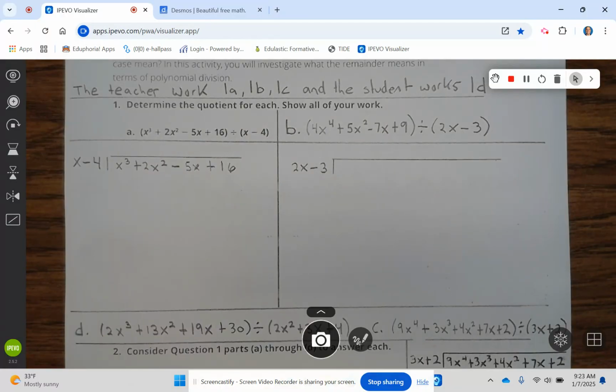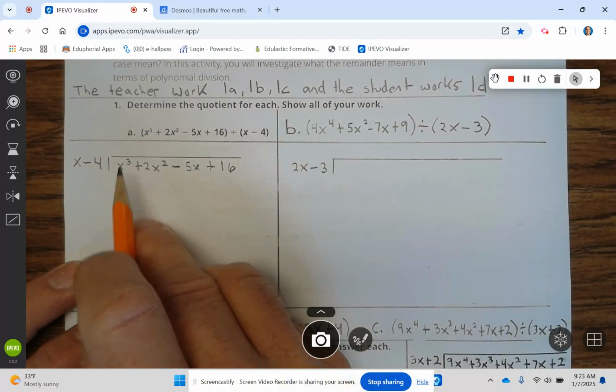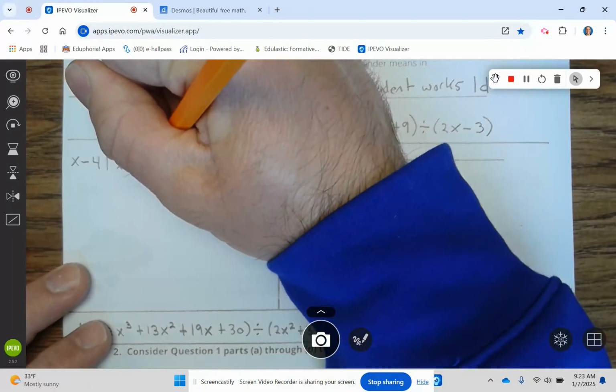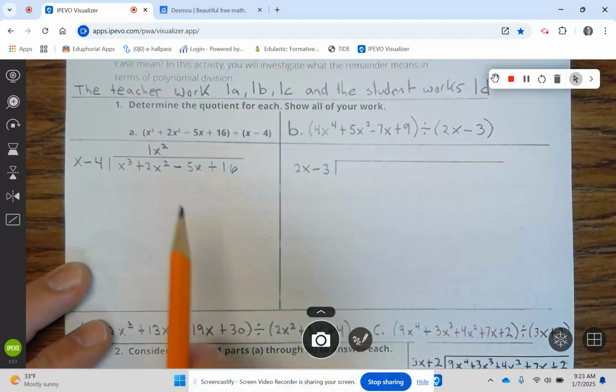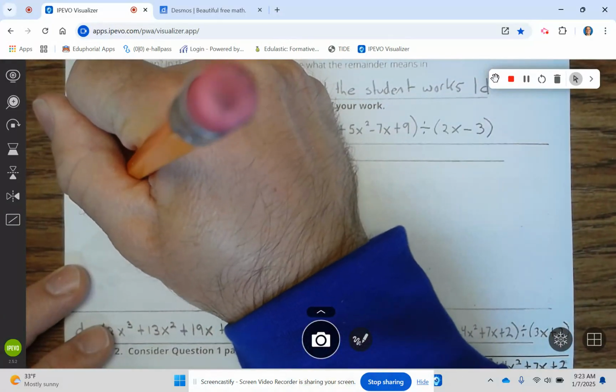1. Determine the quotient for each. Show all of your work. So we have x cubed plus 2x squared minus 5x plus 16 divided by x minus 4. To start division, you ask yourself, what do you multiply x by to give you x cubed? The answer to that is 1x squared. Now we multiply. 1x squared times x is 1x cubed.